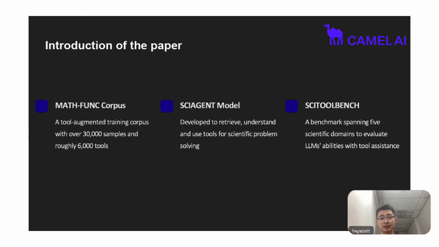Finally, this paper presented something called SciToolBench. Essentially, they gather five different scientific domains: math, physics, finance, EECS, and so on. They generate a benchmark so that later on researchers can test on the same datasets and test the abilities of how they can use the tools.